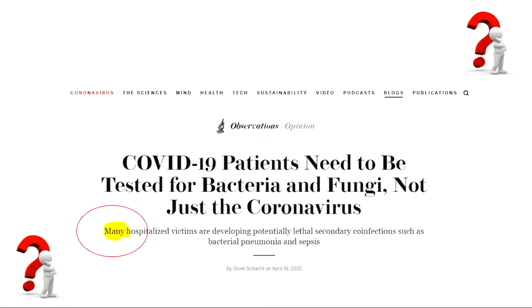COVID-19 patients need to be tested for bacteria and fungi, not just the coronavirus. Many, who said many? But it was the internet. Everybody's writing whatever they like on the internet. Many hospitalized victims are developing potentially lethal secondary co-infection, such as bacterial pneumonia and sepsis. This is April 2020.